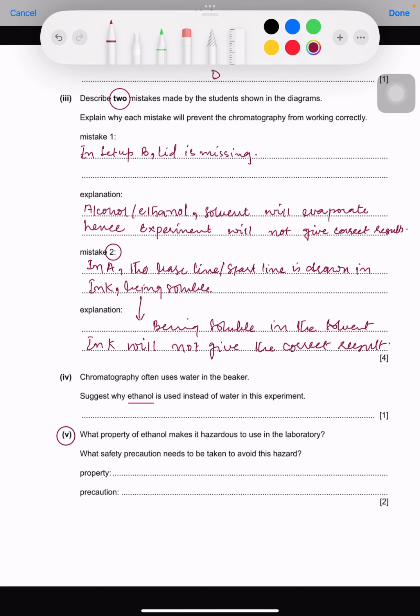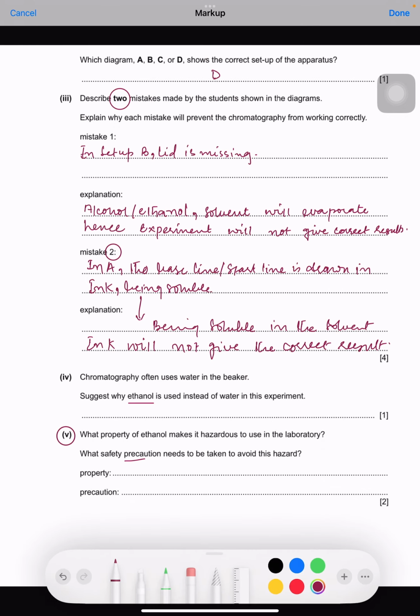Okay, now I am on point 5. What property of ethanol makes it hazardous to use in laboratory? What safety precaution needs to be taken to avoid this hazard? Okay, so what is the property? Ethanol is flammable. And what is the precaution? Ethanol should be kept away from flame. This is the answer here.